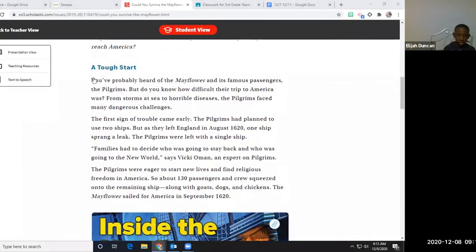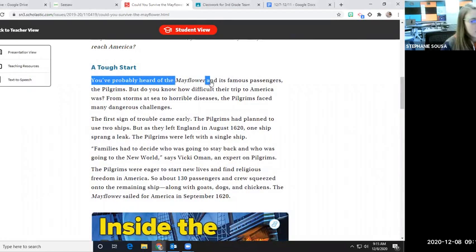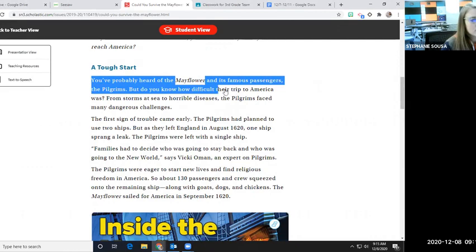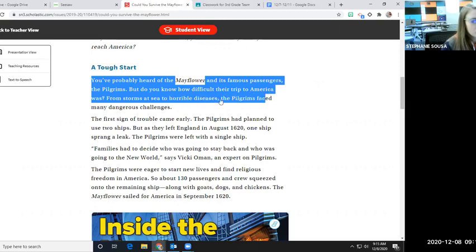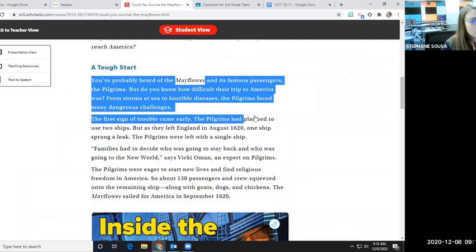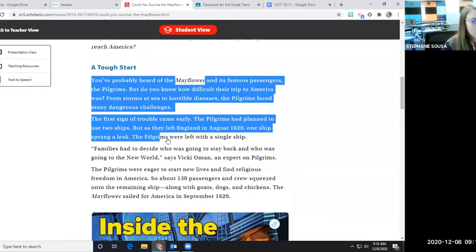A tough start. You've probably heard of the Mayflower and its famous passengers, the Pilgrims. But do you know how difficult their trip to America was? From storms at sea to horrible diseases, the Pilgrims faced many dangerous challenges. The first sign of trouble came early. The Pilgrims had planned to use 2 ships, but as they left England in August 1620, one ship sprang a leak. The Pilgrims were left with a single ship.